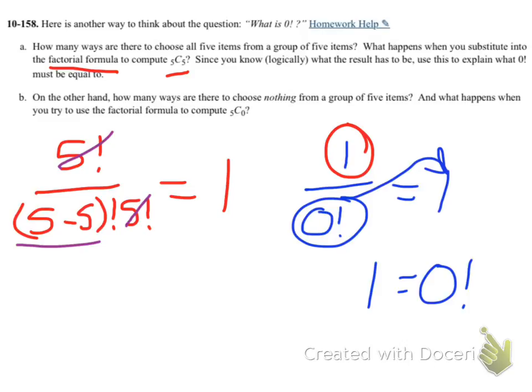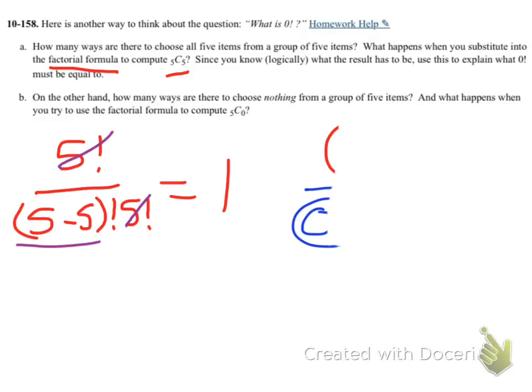So on problem B, we're now taking a look at what if we want to choose nothing from a group of 5 items. So let's think of those 5 Skittles again. If I take a look at those 5 Skittles and say I don't want any of them, there's only one way I can choose none of them, and that would be one way.